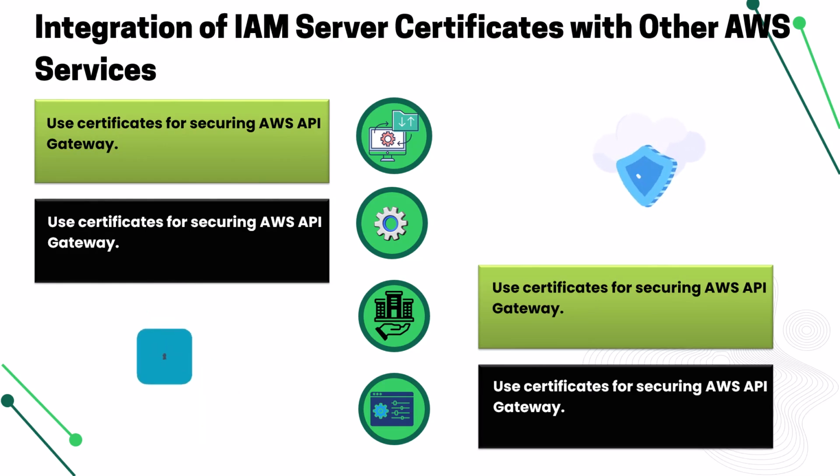IAM server certificates don't work in isolation, they thrive in integration. Use them for API Gateway, EC2 encryption, and load balancers to ensure secure connections. When certificates are properly integrated, authentication and communication become seamless and security stays strong.